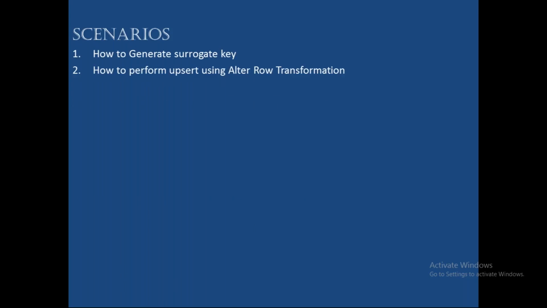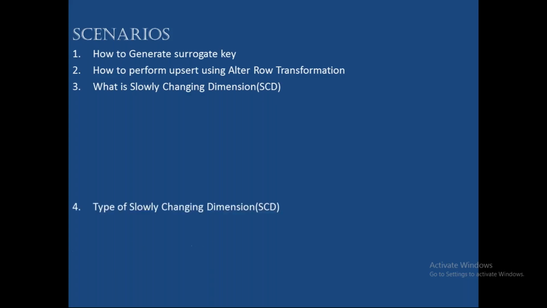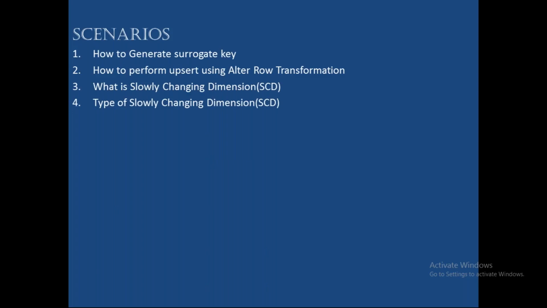functionality. Okay, then we are going to talk about how to perform upsert using the alter row transformation. We have been doing this for a long time, so everybody is aware of how to do upserts and updates by using the alter row transformation. Then we are going to talk about what a slowly changing dimension is. We discussed this one also. Then we are going to talk about the types of slowly changing dimensions.